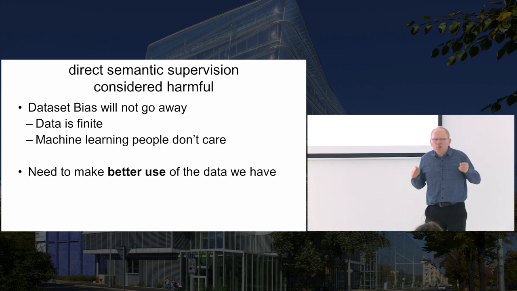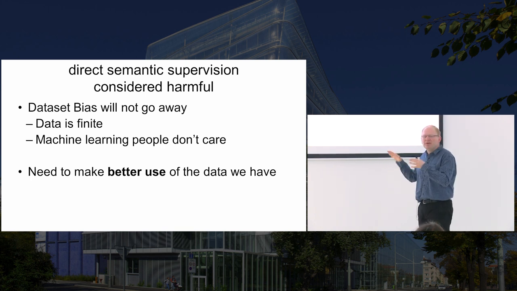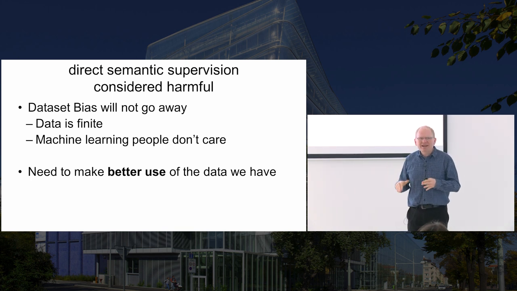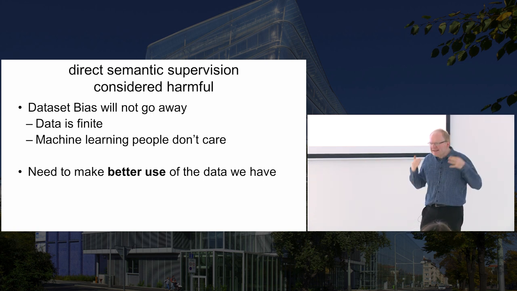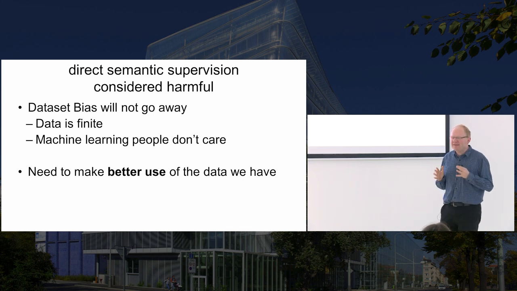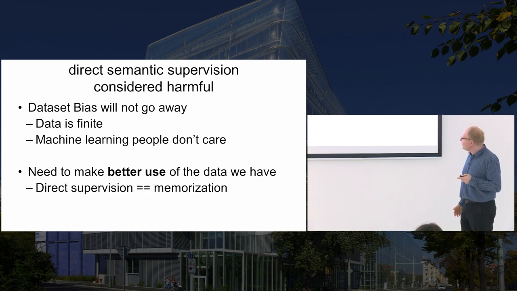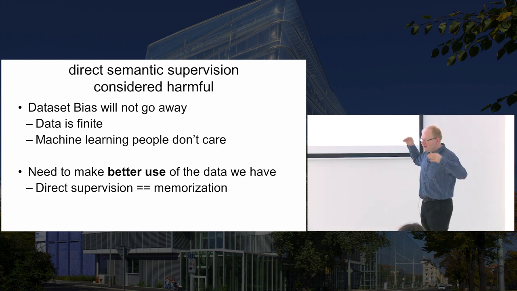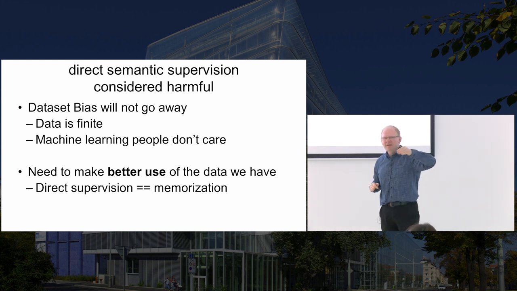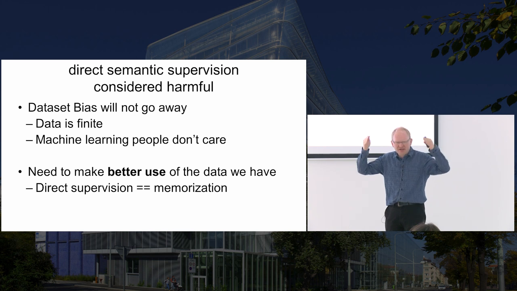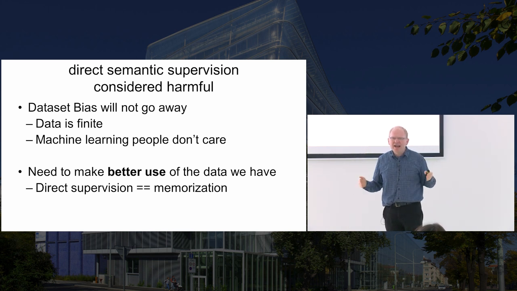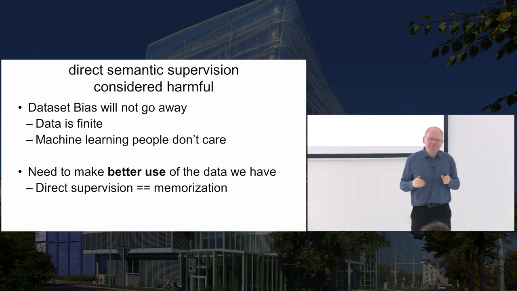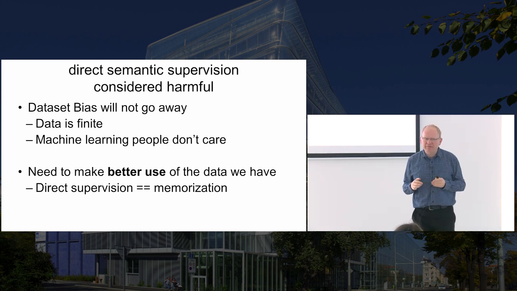So we need to somehow set up our problem in such a way that it's more expensive for the network to cheat, so that the easiest thing the network can do is to do the right thing. That's the goal. And if you think about the way that we do direct supervised learning, input image, output label, and just train on these pairs, that just sets up your life for cheating.